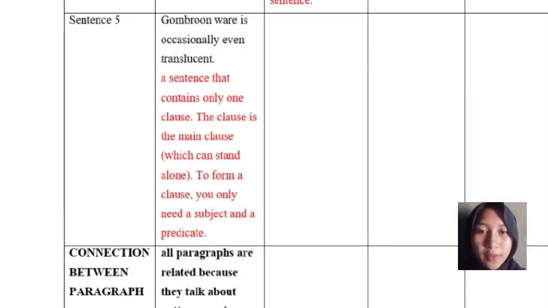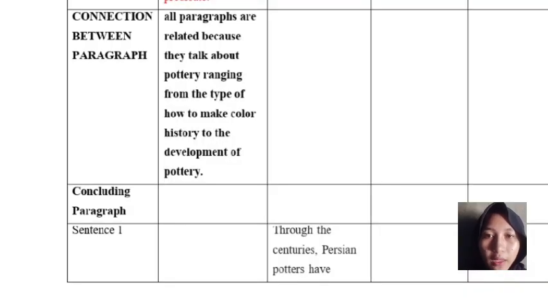Sentence 5, simple sentence. Gombron is occasionally even translucent, a sentence that contains only one clause. The clause is the main clause, which can stand alone. To form a clause, you only need a subject and a predicate. A connection between paragraphs: all paragraphs are related because they talk about pottery, ranging from the type of how to make color, history, to the development of pottery.